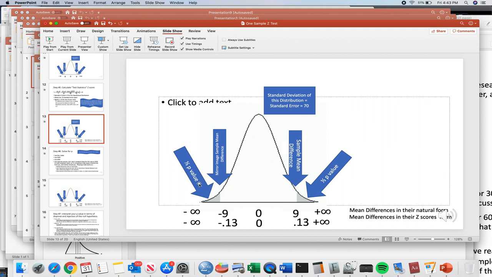0.4483 here, 0.4483 there. 0.4483 times 2 is like 0.89. My p-value is 0.89. So I've just solved for p-value there.